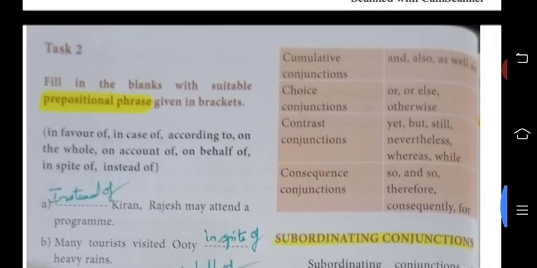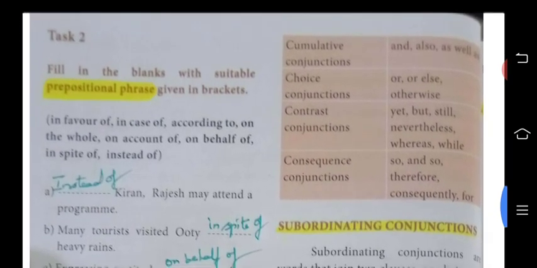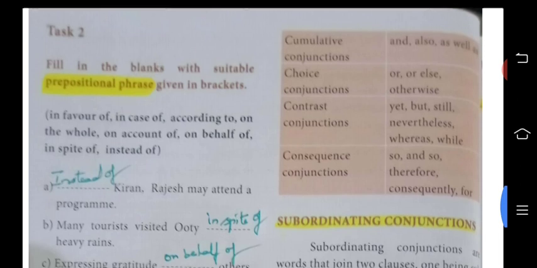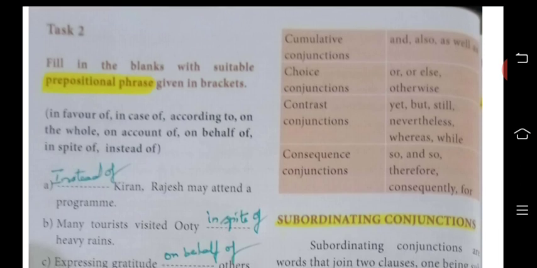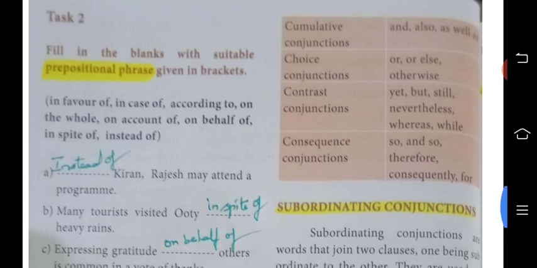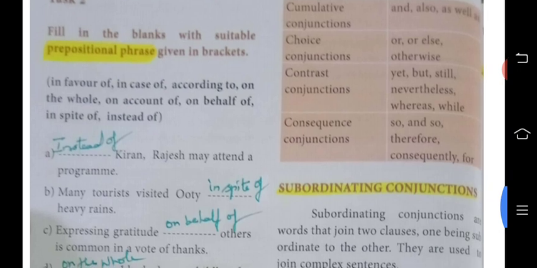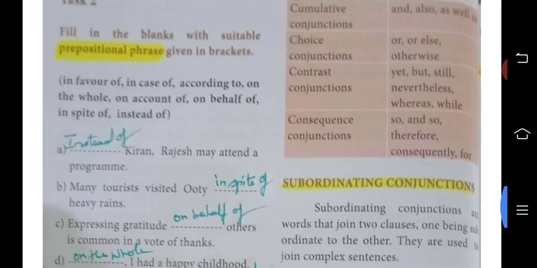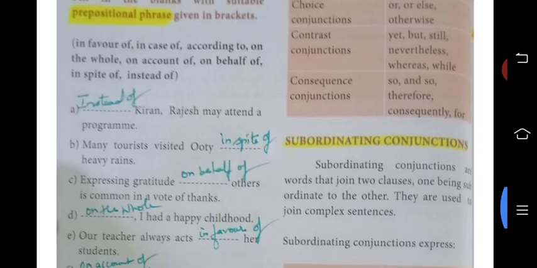So see, cumulative, choice, contrast, consequence, as I said before. So cumulative in the sense and also, as well as, like that. Choice means, you know very well, or else, otherwise. Contrast ideas, definitely, yet, but, still. Okay. Nevertheless, whereas, while. She spoke well, but she failed. So that comes under contrast ideas. Okay. And consequence conjunctions, so consequence in the sense, so and so, therefore, consequently, for, like that.